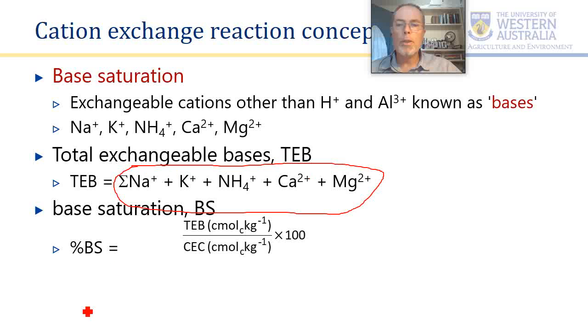And generally, the higher the base saturation, we consider that to be an indicator of good chemical fertility. If we have a lot of hydrogen ions and aluminium ions on our cation exchange materials in soils, then that's often a soil which is depleted in these essential ions for plant growth and represents low fertility.